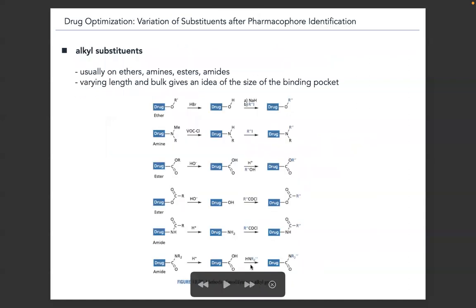Alkyl substituents, this is in the book. I'm not going to ask you how you go from the ether to taking the ether off. You do that with HBr and all that other stuff. You're not going to need to know that. But it's worth having this as a reference for the different types of transformations that there are and how we do them, if you're curious.